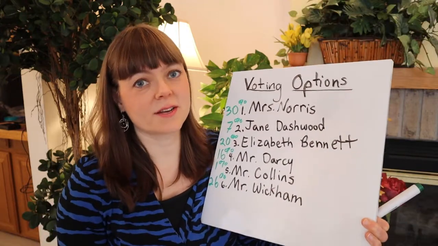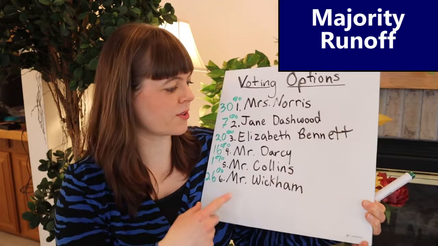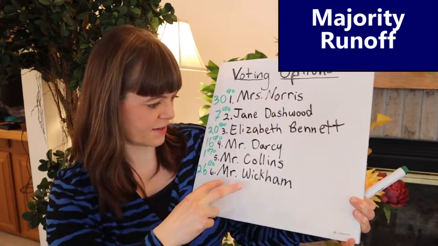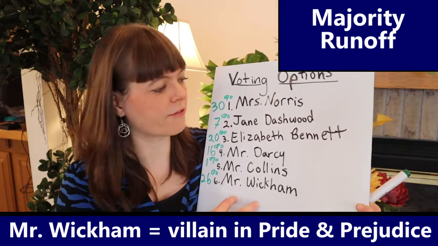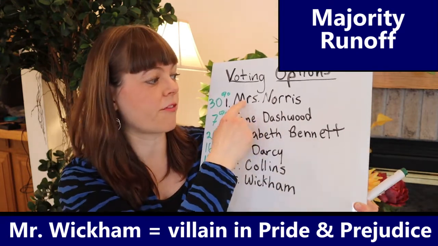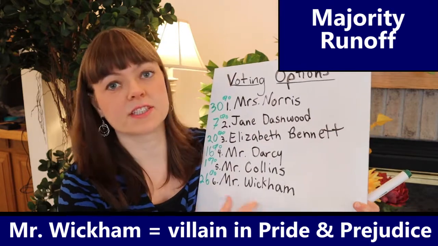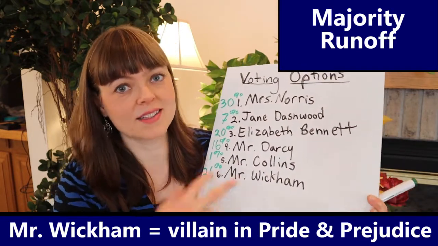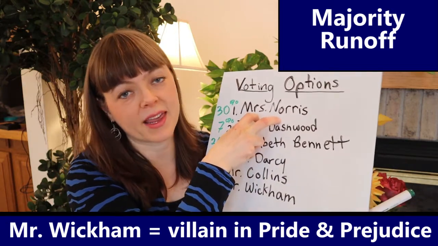So another system is majority runoff, where you would say, okay, we took the first vote. We see that Mrs. Norris and Mr. Wickham had the highest number of votes, so we're going to eliminate all of the other candidates, and we're going to run off Mrs. Norris against Mr. Wickham. And it's possible that in that case, Mr. Wickham might win, especially if 70% of people hate Mrs. Norris.